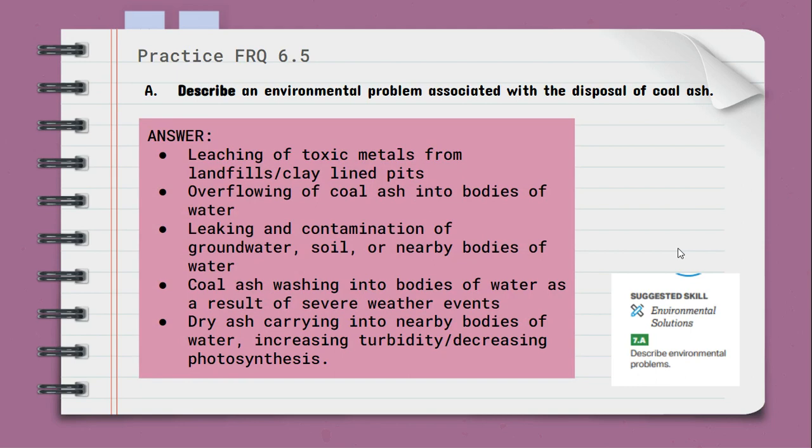Remember, with the disposal of coal ash, we can wind up leaching toxic metals such as lead, mercury, and arsenic from landfills. We could have an overflow of the coal ash into maybe nearby bodies of water. We can contaminate groundwater and soil. The coal ash could wash into other bodies of water as a result of severe weather events. Dry ash could be carried into other nearby bodies of water, increasing the turbidity, right, making it very cloudy, blocking sunlight, preventing any photosynthesis.